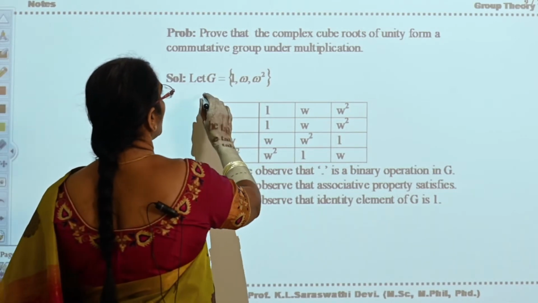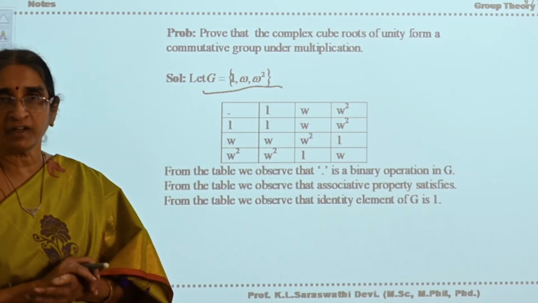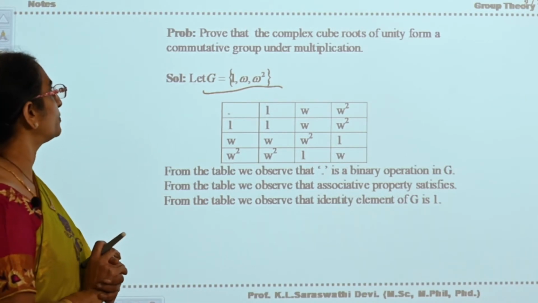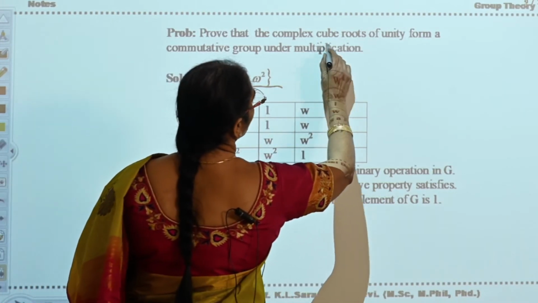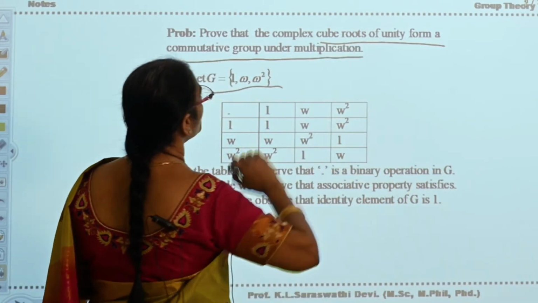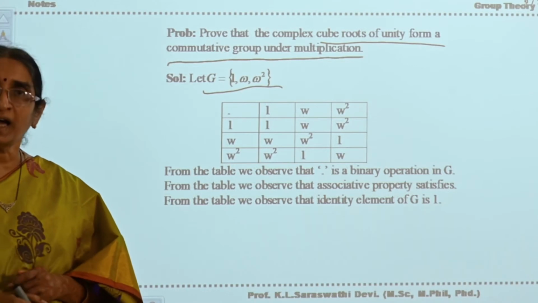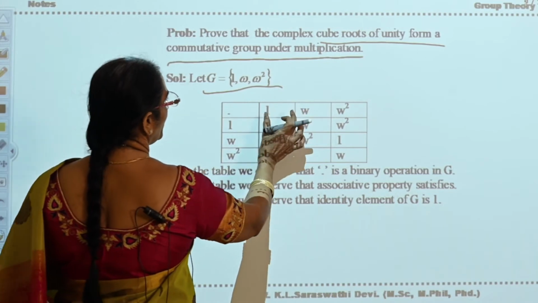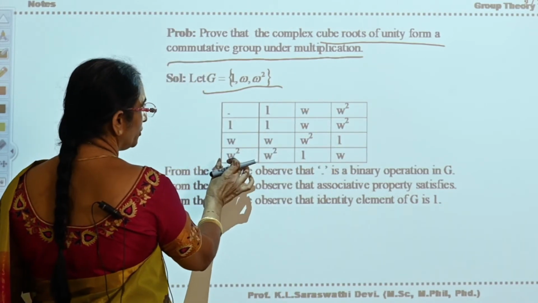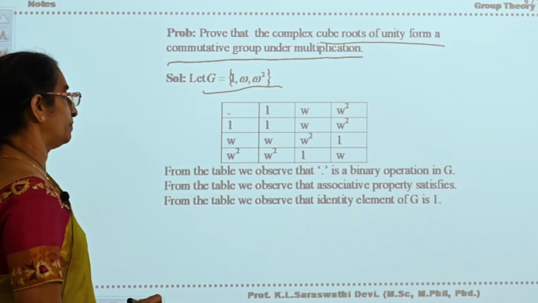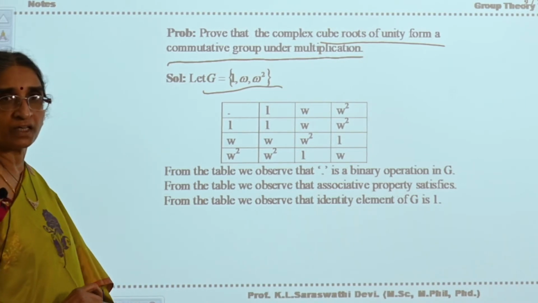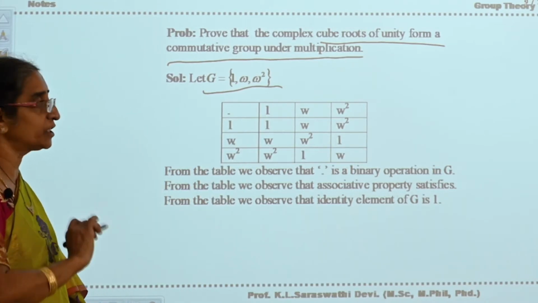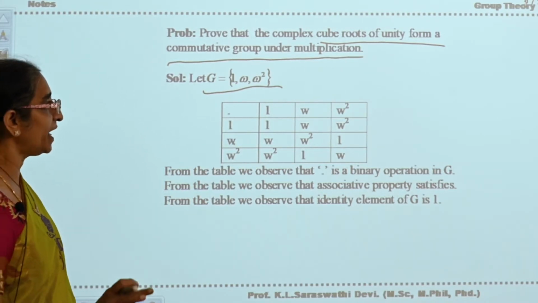Cube roots of unity are denoted by 1, omega, omega square, and omega cube is equal to 1. That is the cube root of unity. Is it? That you have to remember. Prove that the complex cube roots of unity form a commutative group under multiplication. Now, with the help of the composition table, we will see. Now, write the 3 elements in the top row and in the left column in the same order. That you have to remember. 1, omega, omega square. In the same order, here also you have to write 1, omega, omega square. After that, you have to fill the entries.